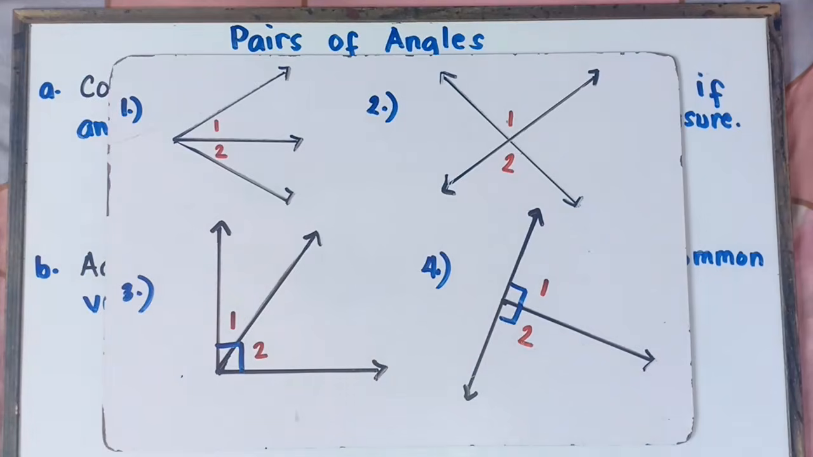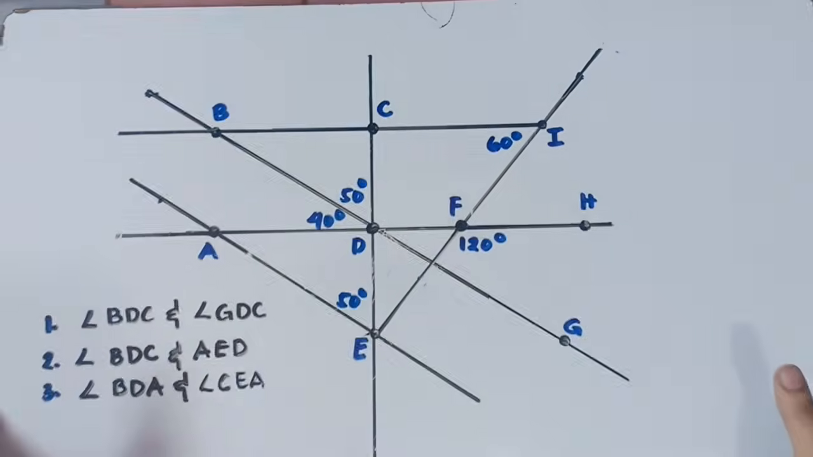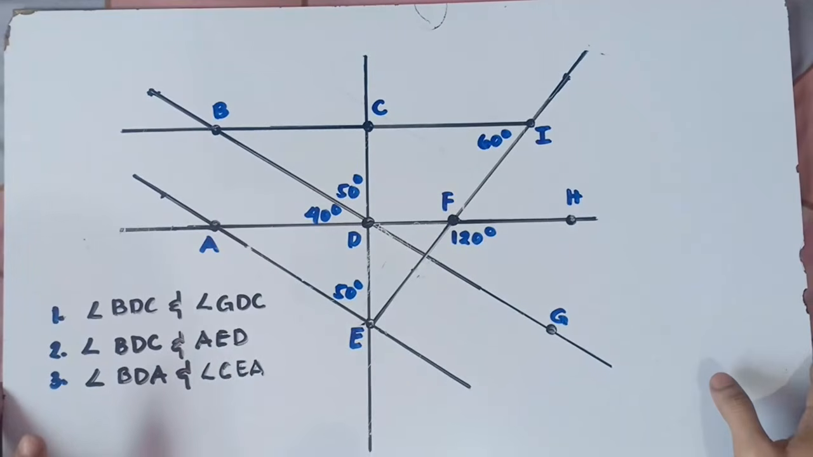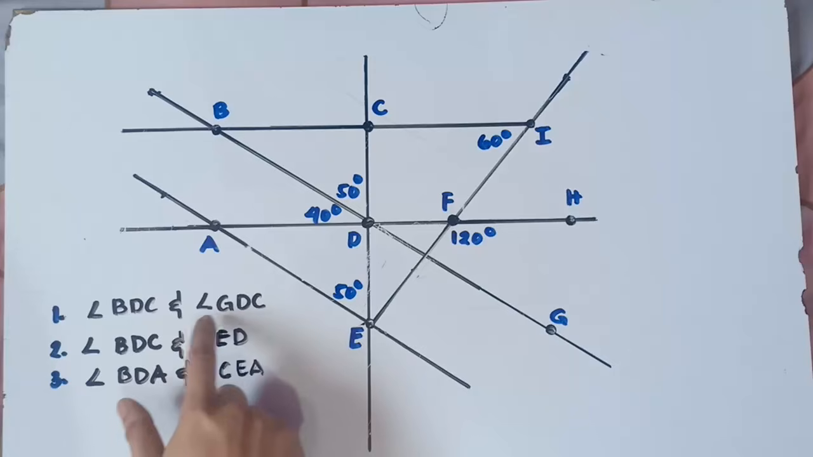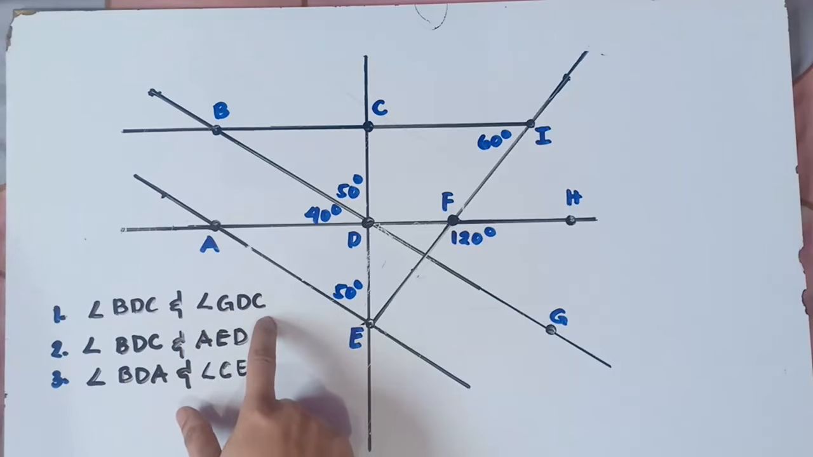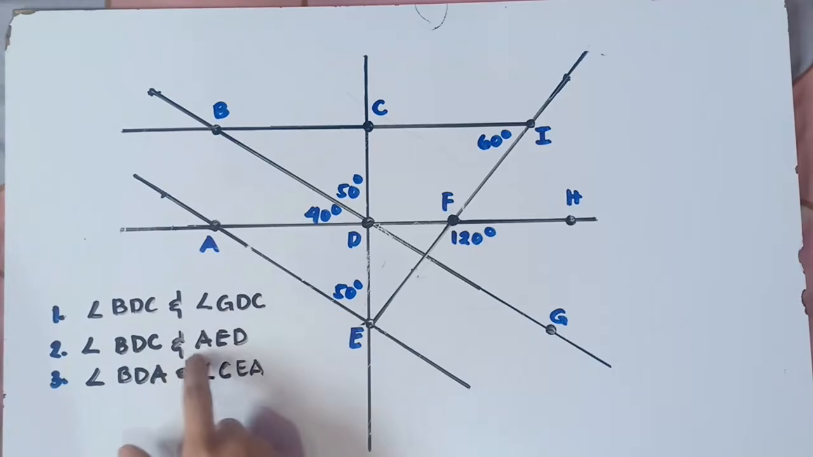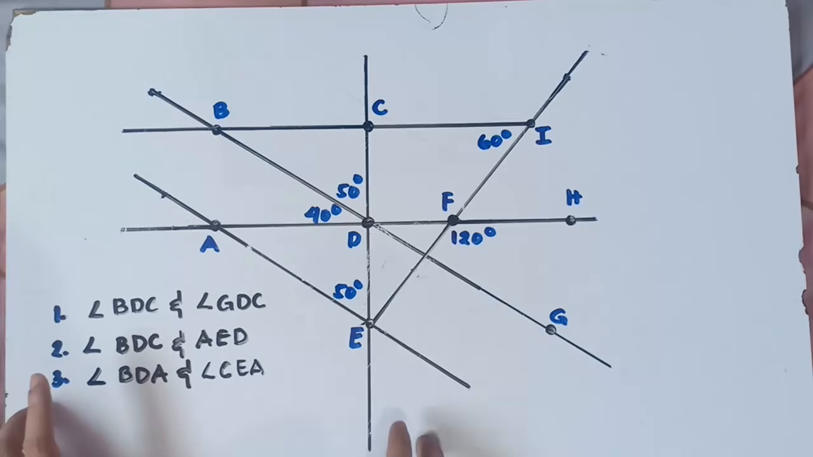And then on the next part of the video, this will be quite complicated. We have a given example like this. This will be our illustration. We're going to determine what angle BDC and angle GDC are, and what angle BDC and angle AED are. I will give you plenty of examples for you to really understand this.